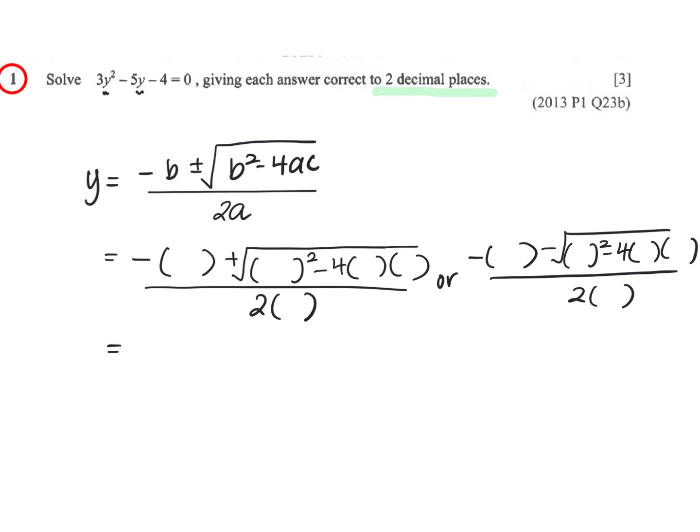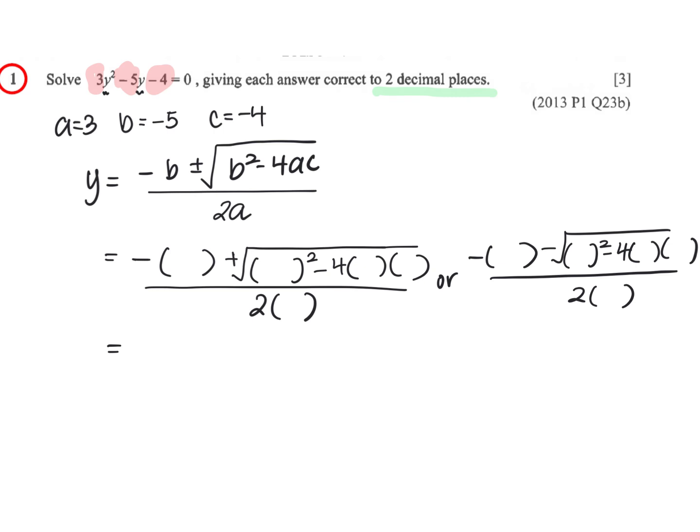Alright, then let us identify what our a, b, and c are. a is the number of units for y squared. So a equals 3. b is the number of units for y. This number of units includes the sign. So this one will be -5. And last but not least, c is the number of constant units. So c will be the number -4. Right? Let's plug this in.